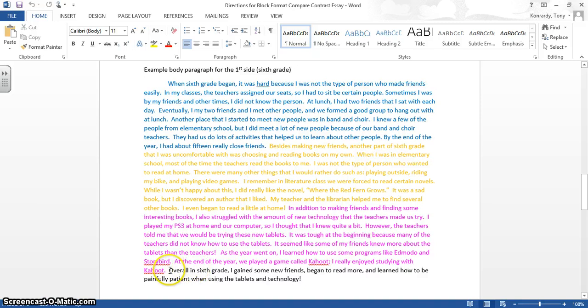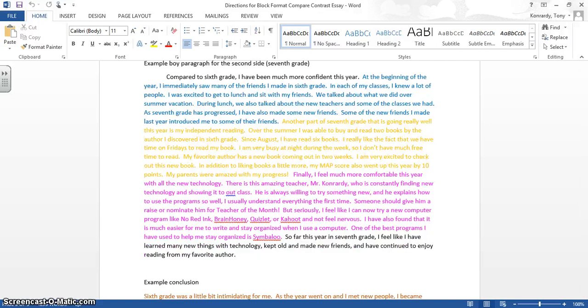Then our final sentence, or my final sentence: overall in 6th grade I gained some new friends, began to read more, and learned how to be patient when using the technology. So again, in this last sentence I try to get in my 3 areas: friends, independent reading, and technology. So now I'm ready to move to my paragraph on the 7th grade year, or my second part of the topic.